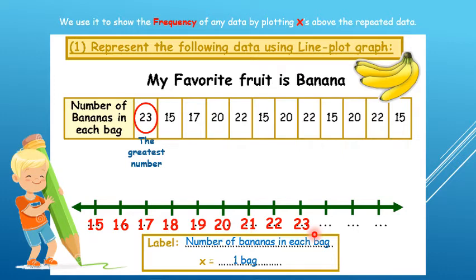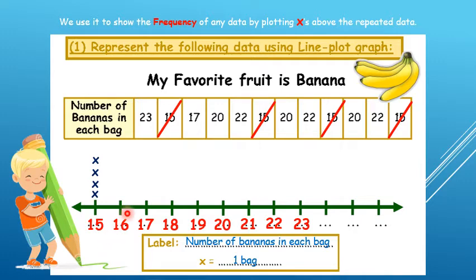Okay, now let's use our key, which is x and represents one bag, to plot this number line. Here we ask how many bags have 15 bananas. Let's search in our table. There is one, cross it and put x above 15. Is there another 15? Yes. Cross it, then put x above it. Then we have 15 once more, and 15 again, and put x. How many plots do we have above 15? 1, 2, 3, 4 bags have 15 bananas.